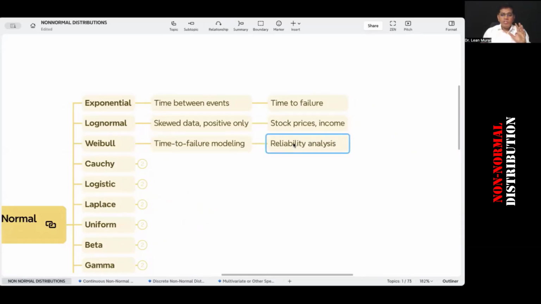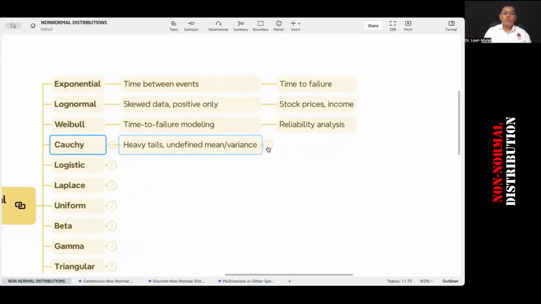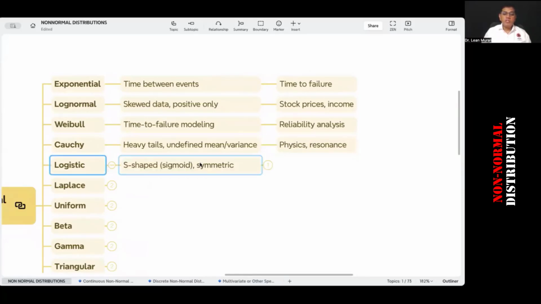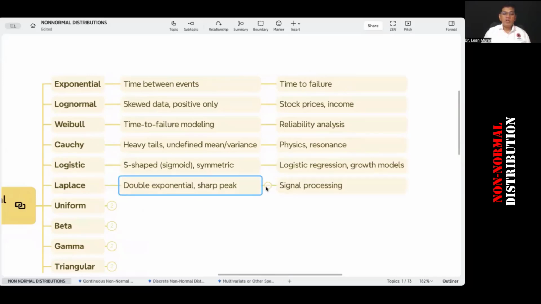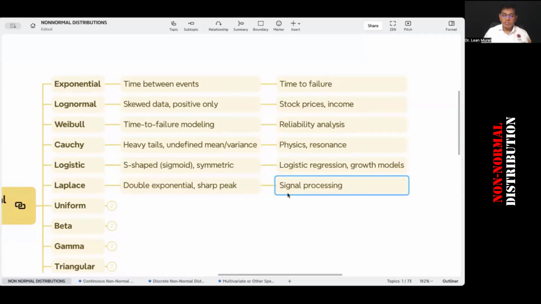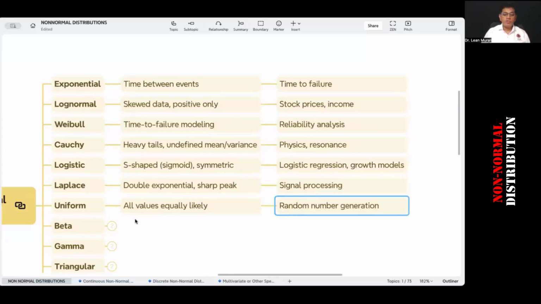Now, this is going to be a little different, since nobody teaches this. No one in the world teaches all these distributions in Six Sigma. But I want my community members to have this, and I'm going to share with you the entire PDF of all this today. So Cauchy distribution is used in physics and resonance. Logistic distribution is an S-shaped distribution, which is used in logistic regressions and growth models. Laplace is actually a double exponential with a sharp peak, which is used in signal processing. Uniform distribution, where all the values are equally likely, is used for random number generation.